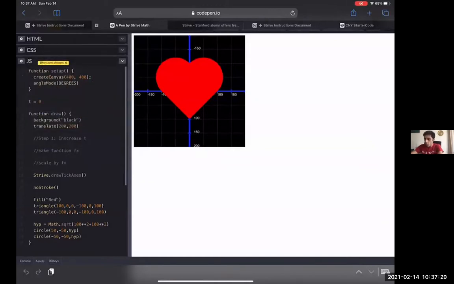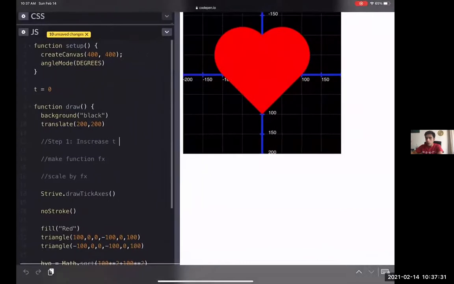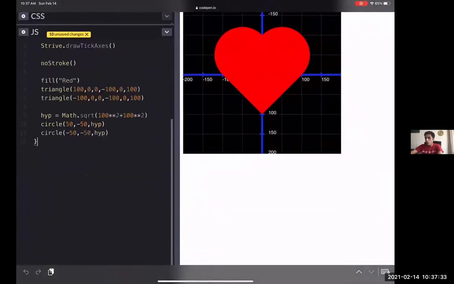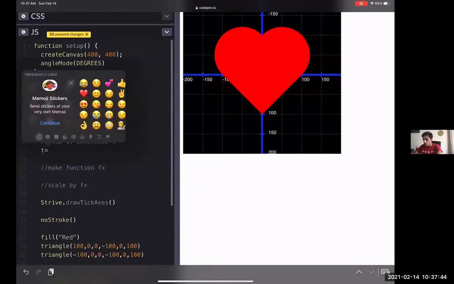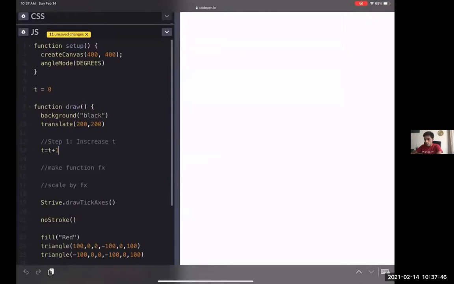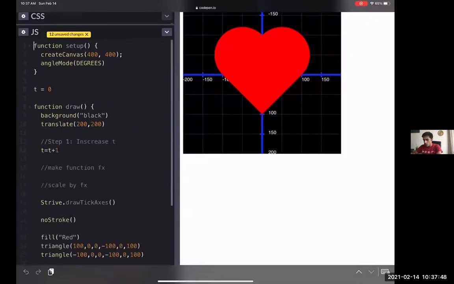So let's do this again. Your hearts will not be beating right now. So let's do this together with me. Under step 1, I'm going to increase T. So t is equal to t plus 1, right? Then I will make my function.